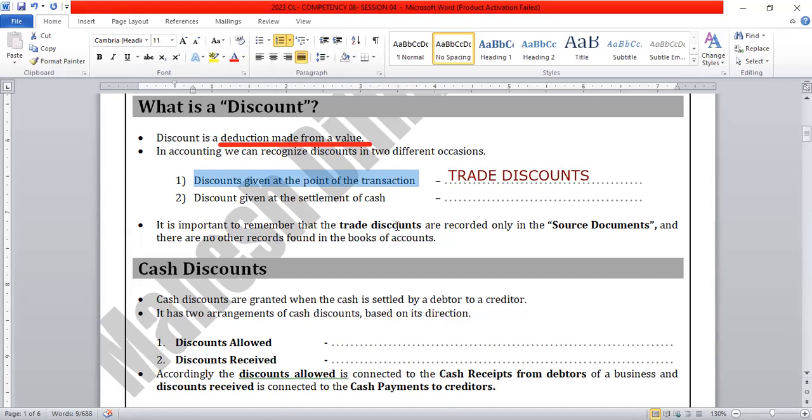Do you know, at this moment we know that businesses perform transactions on credit basis. I told you, when I was introducing the subject of accounting, that we have two types of transactions, cash transactions and credit transactions.